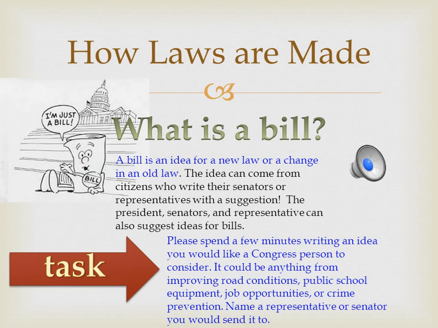Okay, now we're getting into the juicy stuff. This is how laws are made. So we start with, what is a bill? A bill is an idea for a new law or a change in an old law. The idea can come from citizens who write their senators or representatives with a suggestion.